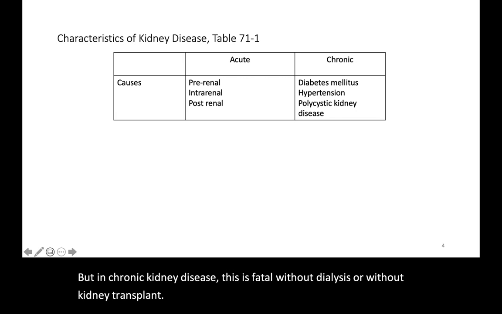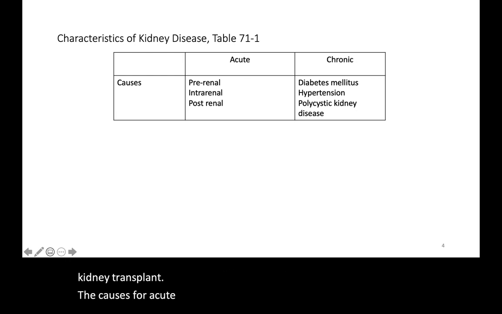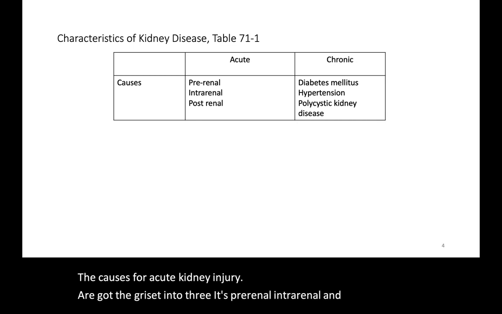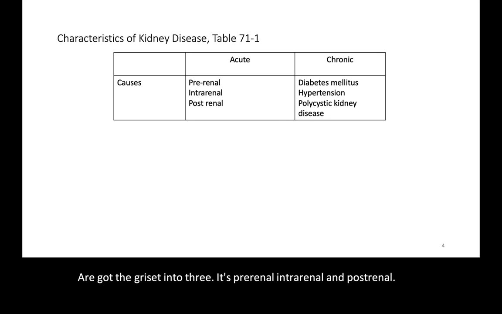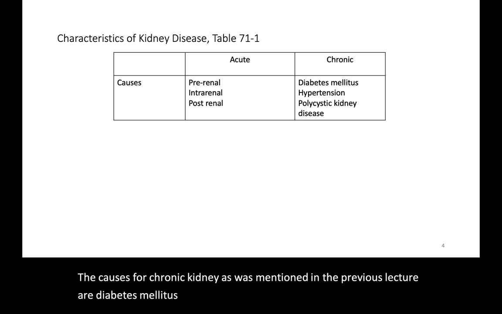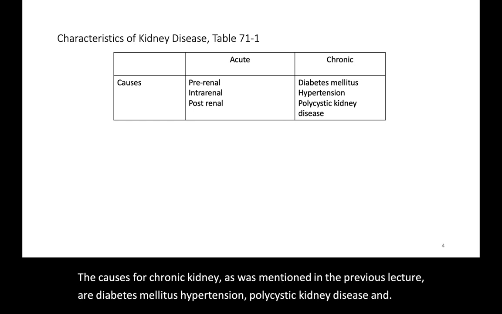The causes for acute kidney injury are categorized into 3. It's pre-renal, intrarenal, and post-renal. The causes for chronic kidney disease, as was mentioned in the previous lecture, are diabetes mellitus, hypertension, polycystic kidney disease, and glomerulonephritis.